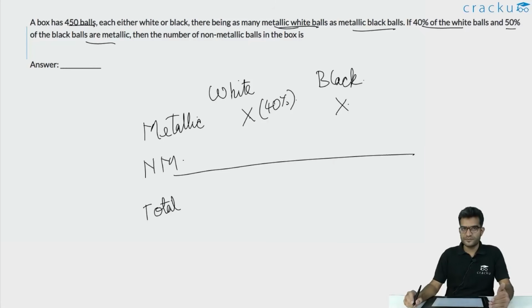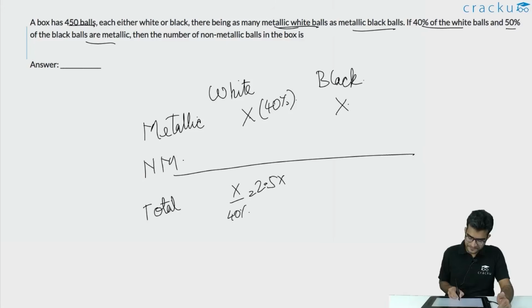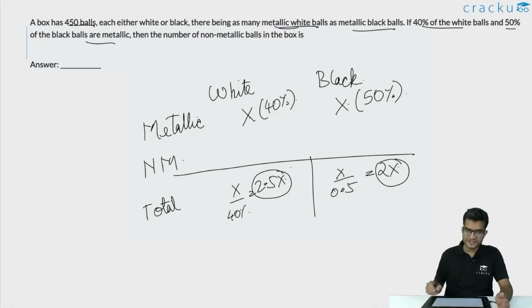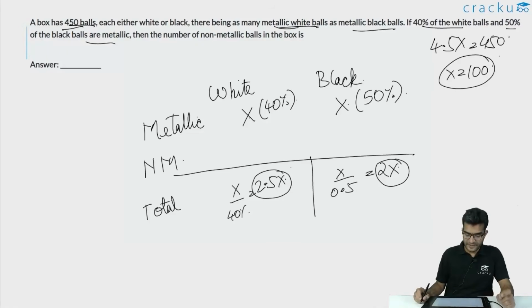This would imply that the total number of white balls will be x divided by 40%, which is equal to 2.5x. This would also imply that because the number of metallic black balls is x and they constitute 50% of the total number of black balls, the total number of black balls will be x divided by 0.5, which is 50%, which is equal to 2x. So the number of white balls is 2.5x, the number of black balls is 2x. So the total number of balls is 4.5x, but this has to equal 450, so the value of x has to equal 100. So the number of metallic white balls is 100.